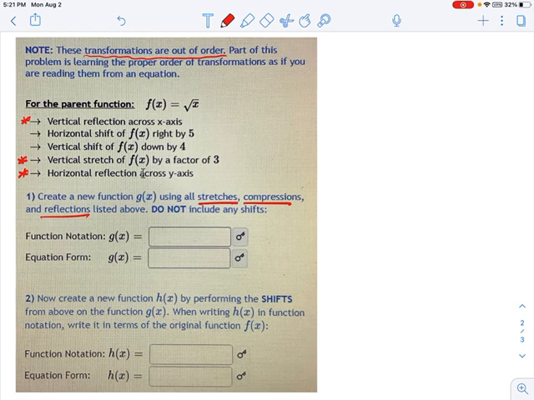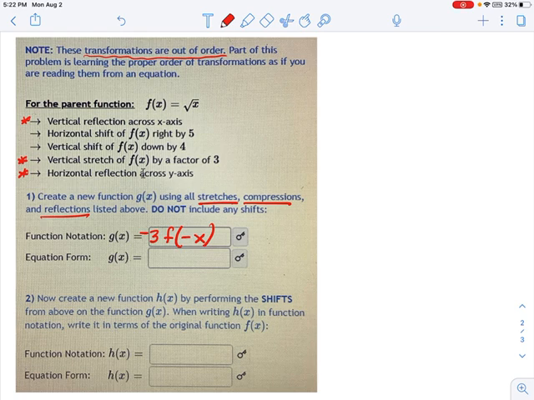I'm stretching vertically by a factor of 3. So this is 3 times f of, and look at that. It's not just a vertical stretch. We also have this vertical reflection right here. So that's actually a -3. -3 times f of, and a horizontal reflection means it's not f of x, it's f of -x. That is a horizontal reflection because it's inside the parentheses.